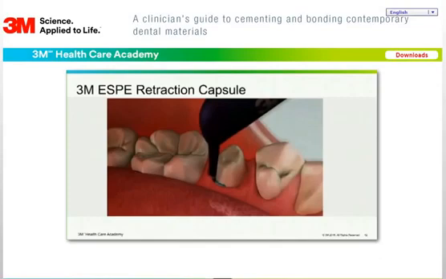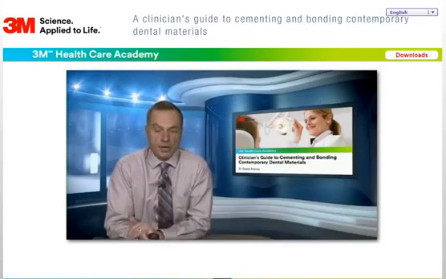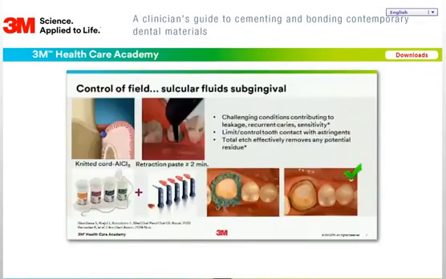So I would encourage you to have a look at this particular product because it produces very, very good results. It can be used with or without cord. And as you can see here in the upper slide, it actually has a hydraulic effect to push the gingiva out of the way and create a very, very nice dry state for you, many times without using cord. And you can see the obvious differences over here in the nice dry preparation and no blood or crevicular fluid coming from the sulcus itself.